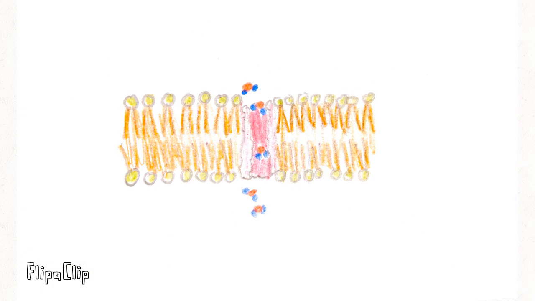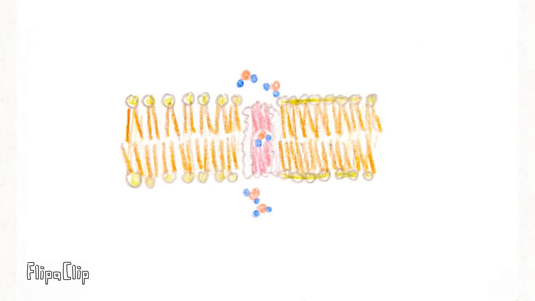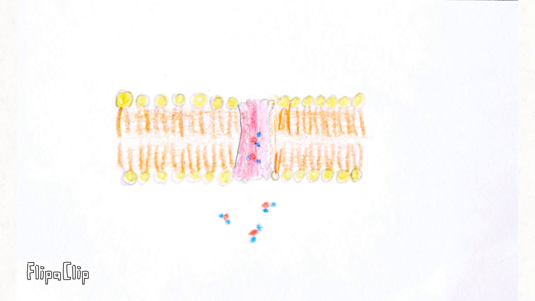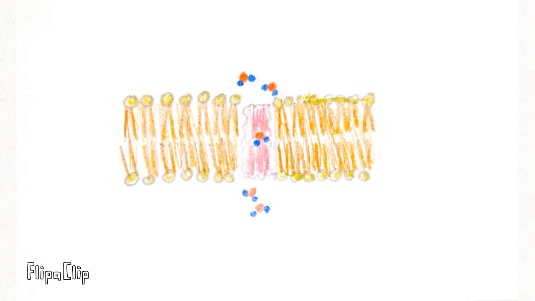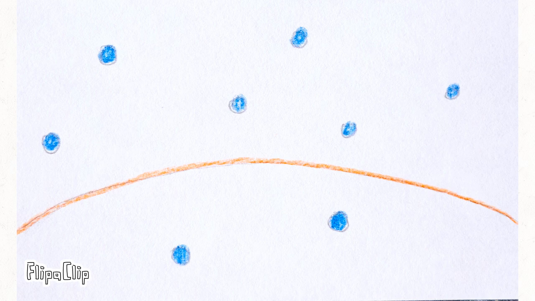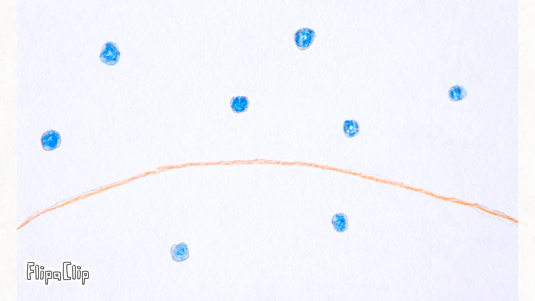Osmosis is the diffusion of water through a selectively permeable membrane. Since water cannot easily pass through the membrane, protein channels called aquaporins assist in the movement of the molecules. There are three types of solutions: hypertonic, hypotonic, and isotonic.